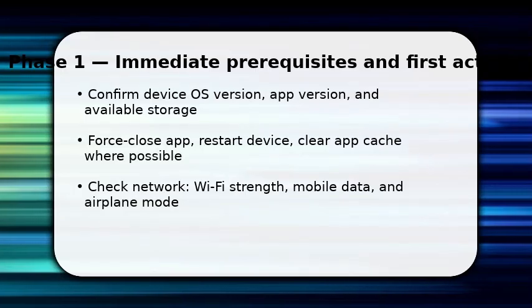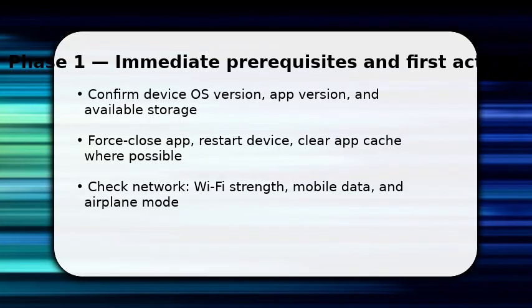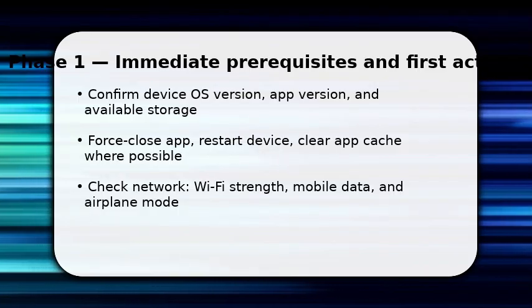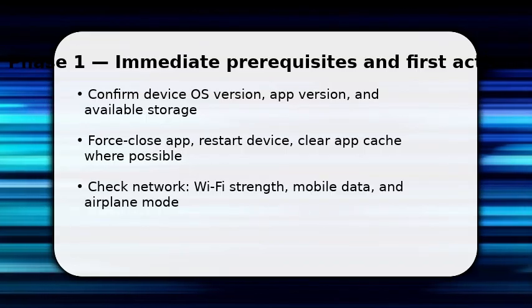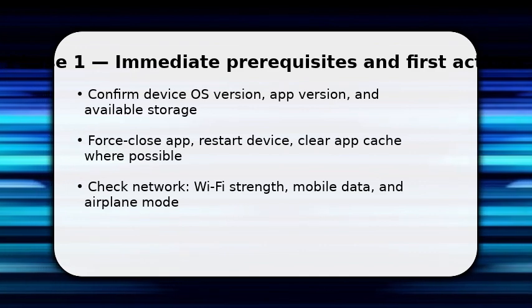You begin by verifying prerequisites and launching diagnostics. Check the app and operating system versions, then confirm at least 10% free storage so updates can apply. Force close the app, restart your device, and clear the app cache to remove corrupted temporary files. Once done, test the network. Switch between Wi-Fi and mobile data and toggle airplane mode briefly. These steps remove common state issues and give you a clean baseline for the next, deeper troubleshooting stage.